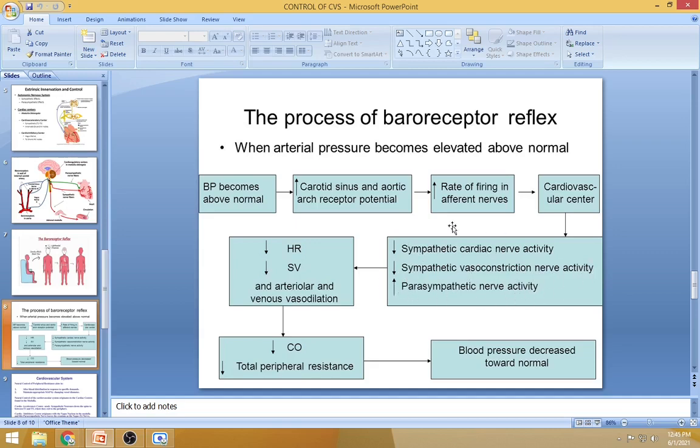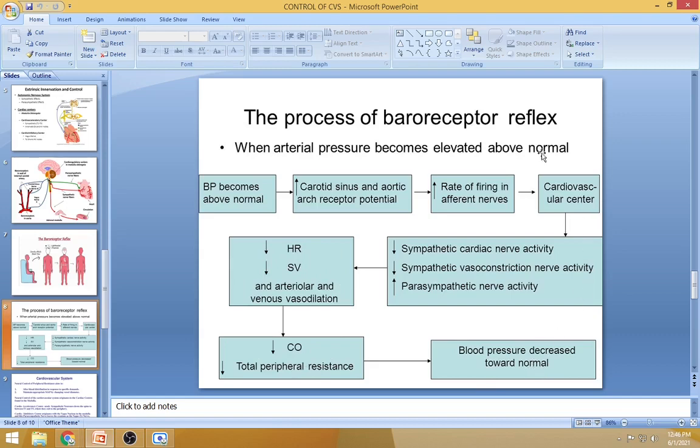Now, all this would result in a number of things. One is a decreased heart rate, decreased stroke volume because there would be a decreased force of contraction as well, and even dilation of the arteries and the veins, resulting in a fall in the total peripheral resistance. When this happens, the combined effect on all these parameters would result in a fall in the blood pressure.